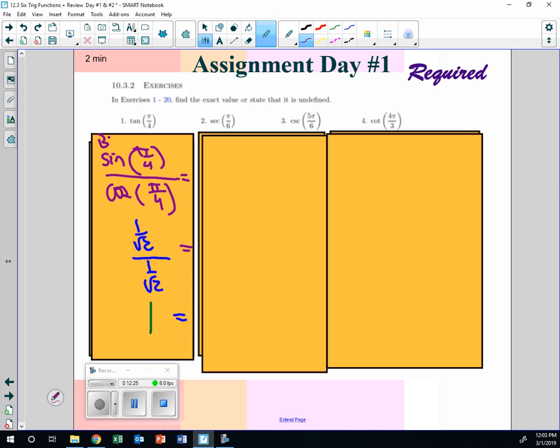So break down first, then unit circle, next, and then calculate. Let's try the next one, secant pi over 6. Well, secant pi over 6 is 1 over the cosine of pi over 6. Okay? Somebody look on your unit circle. What is the cosine of pi over 6? Square root of 3 over 2. Yeah. If you're looking at that, you just find it on the unit circle.